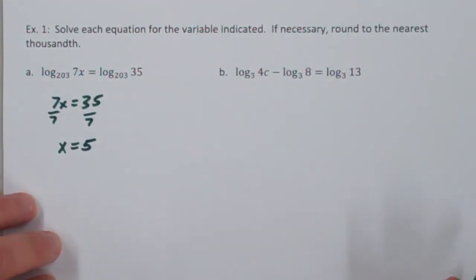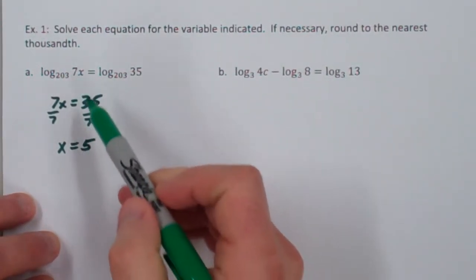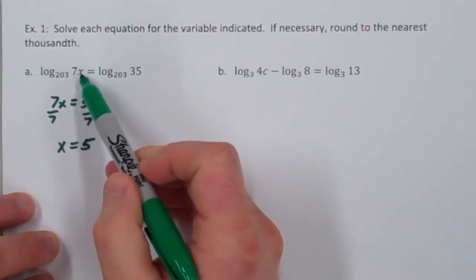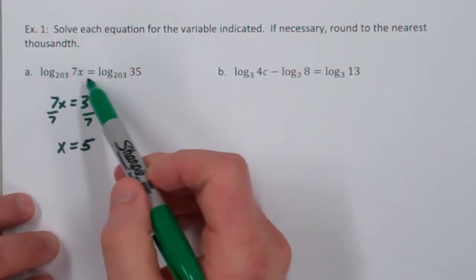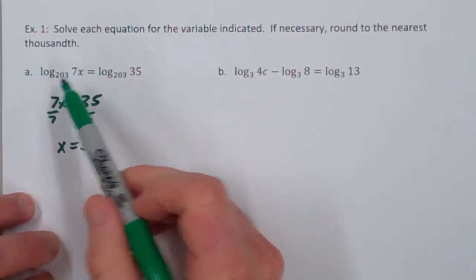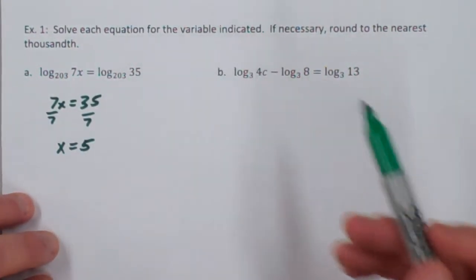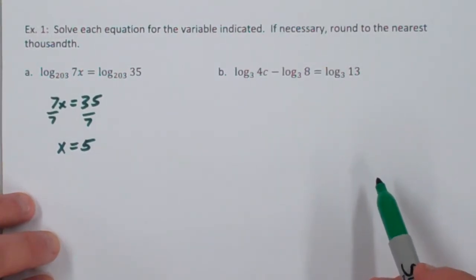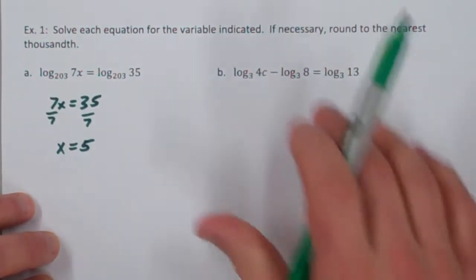If you wanted to, you could go to a calculator, take 5, substitute it into the expression on the left hand side of the equal sign, then actually do this in the calculator and see if it's equal to log base 203 of 35.